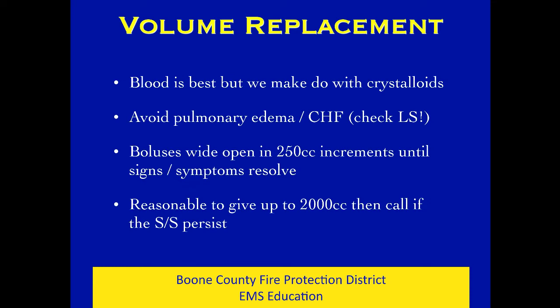And so we want to be careful with overdoing it on volume. We don't want to be flooding the patient with fluid if they have pulmonary edema. We want to continue to check for signs of CHF, particularly pulmonary edema. So those lung sounds are very important. We want to give our fluids in boluses of 250 cc increments. So wide open until you've given 250, then slow it down, recheck pressure, recheck all vitals, recheck lung sounds, and then open it up again for another 250 if needed.